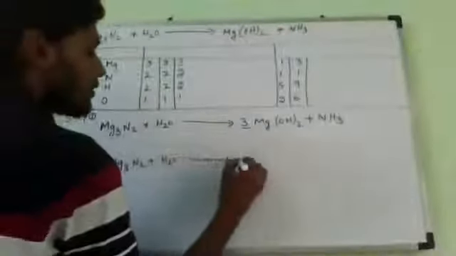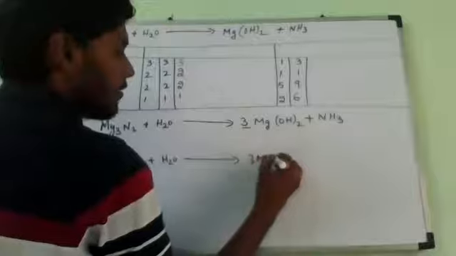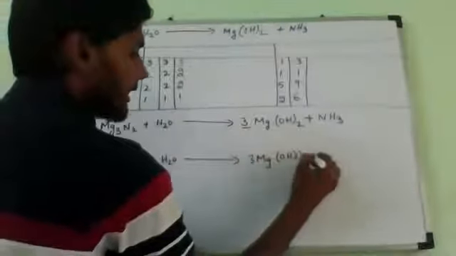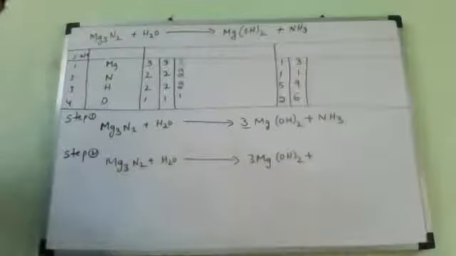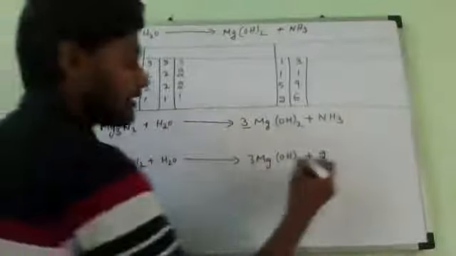Mg3N2 plus H2O will give you 3Mg(OH)2 plus, now here nitrogens are 2, here 1. So to make it, what do we have to do? 2NH3. We have to multiply with which number? We should change 1 to 2. So now nitrogen, 2NH3.